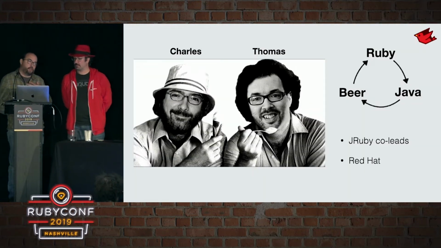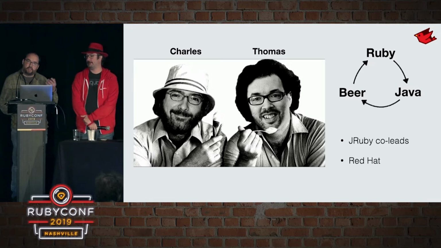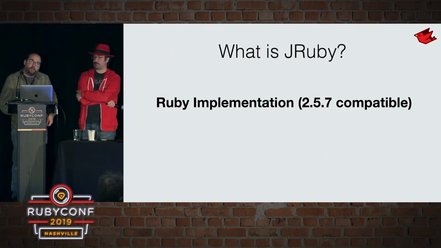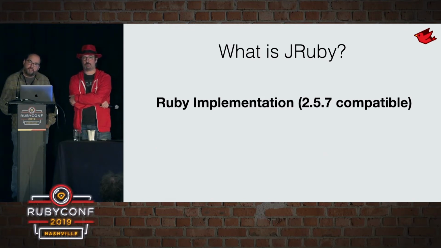Hi, I'm Tom Enebo. And I'm Charles Nutter. We've been working on JRuby for probably more than 15 years. Seems like forever. And we work for Red Hat, which is gracious enough to pay for us to work on JRuby. So if you take away anything from the talk today, it's just that we're another Ruby implementation.